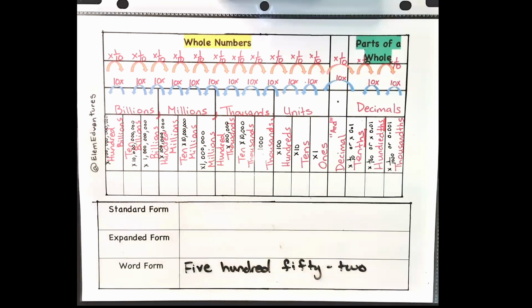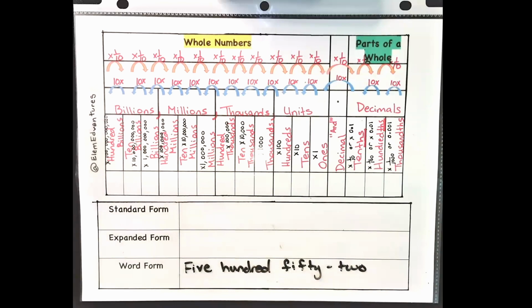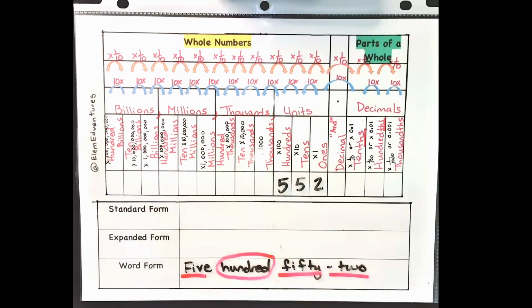Here we have the word form 552. I'm going to underline digits and circle place values to help me find the standard form. I've underlined the digits 5 and 52. I've circled the word 100 that tells me what place value is being involved. I notice that 500 means the digit 5 is in the hundreds place. And 52 tells us 5 is in the tens place and 2 is in the ones place. Here I have the standard form 552.